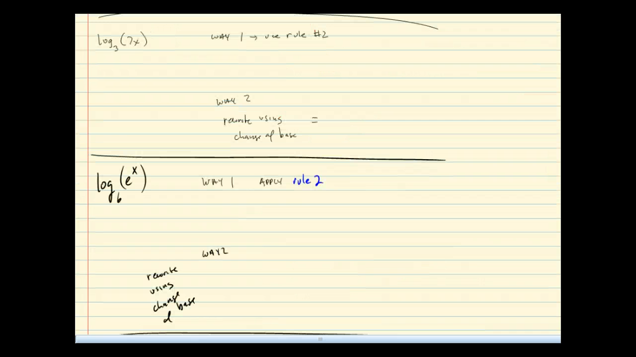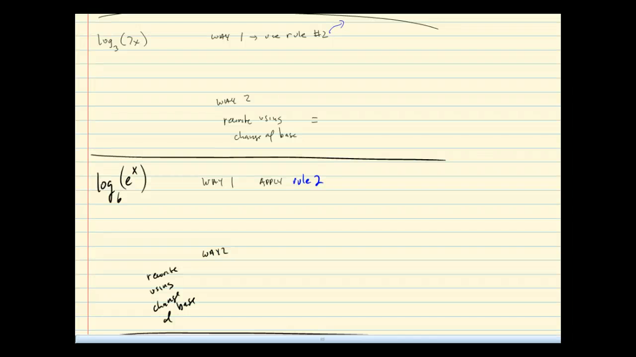So the next problem is just a regular log problem. So we have log base 3 of 7x, and we want to find the derivative of that. So two ways, again, to do this problem. First way is just to use rule number 2. That's what this says, but what the heck is rule number 2?